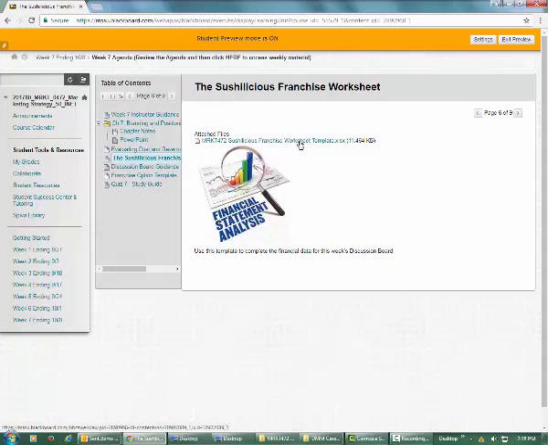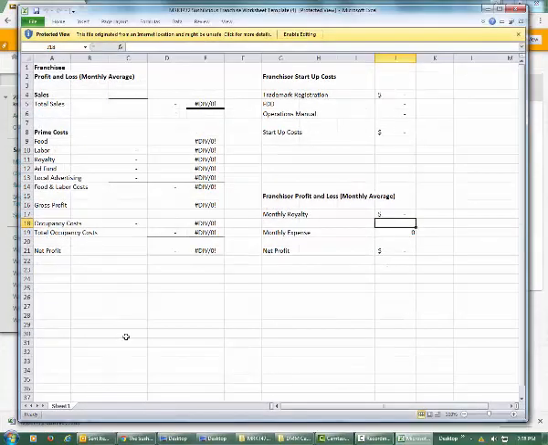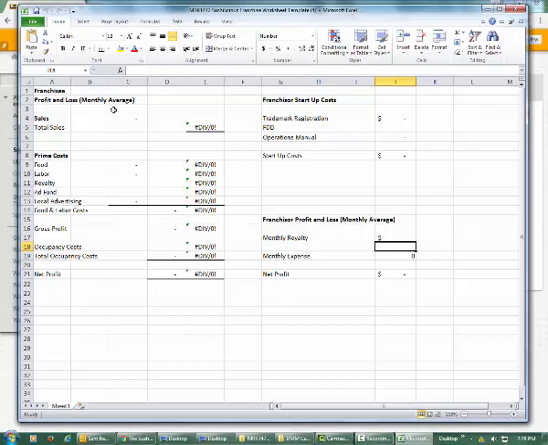And so we're going to call up the franchise worksheet template. So I'll click on it. It'll load down here. And I'll bring that up. And we should see the template here. And if you'll notice over here on this particular side, you'll see the franchisee profit and loss monthly average. And this looks very, very similar to what we did for WU when we were trying to figure out what his net profit was. And so we're going to do a similar thing here.